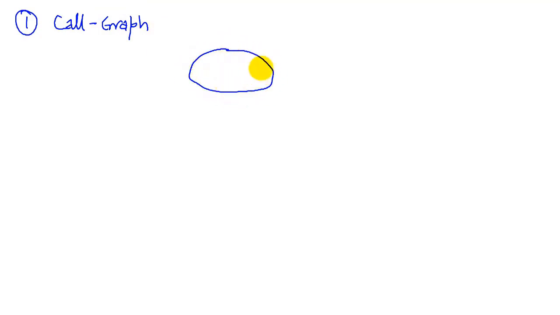So let's look at modularity from the perspective of our game. Where do we begin? So as I said, the first thing we're going to look at is the call graph. So for our game, the heart of our game is going to be our game engine.